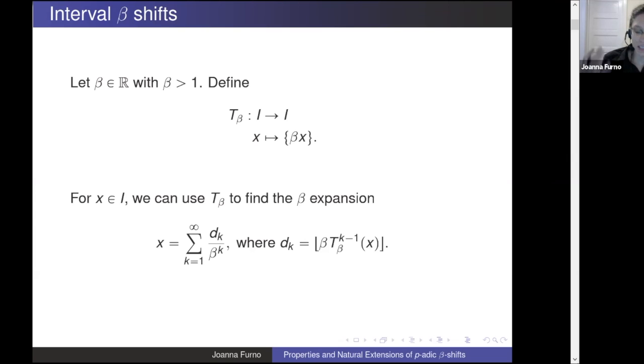This transformation is connected to number theory because you can use it to write out beta expansions, expand your numbers with a base of this beta, and you can take your iterates. This is the k-th digit: you take your x, you plug it into the transformation k minus 1 times, multiply it by beta, and then take the integer part. So these will all be integers.